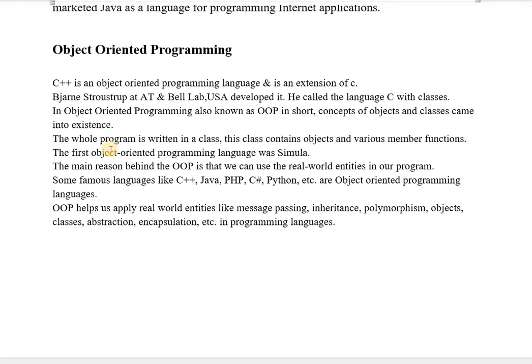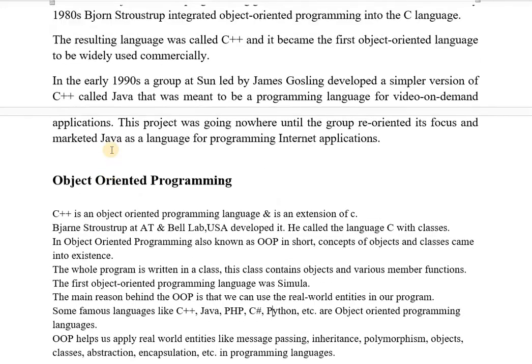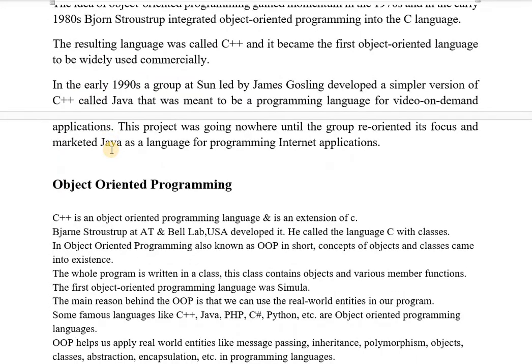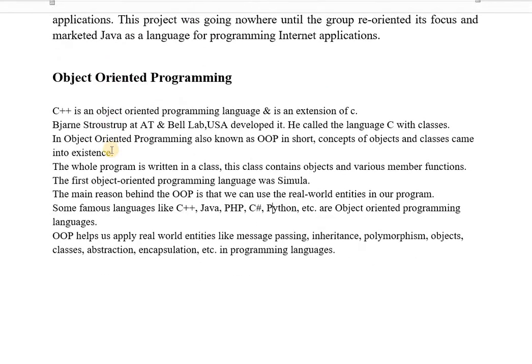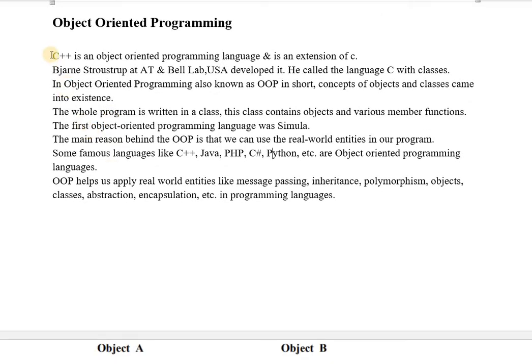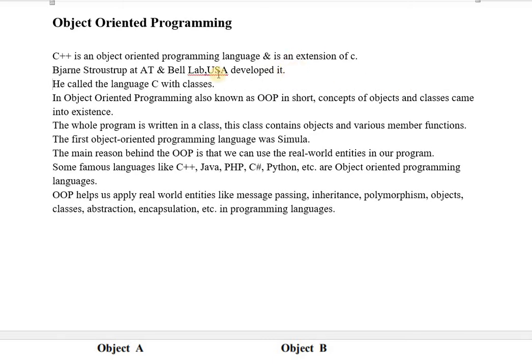So we have studied the difference between procedure oriented language and object oriented language, and in the history we saw what object oriented programming is. After that, let's have a look at its important points. It is an object oriented language which is an extension of C, and it was developed by Bjarne Stroustrup at AT&T Bell Laboratories in the USA. He also called it C with classes.